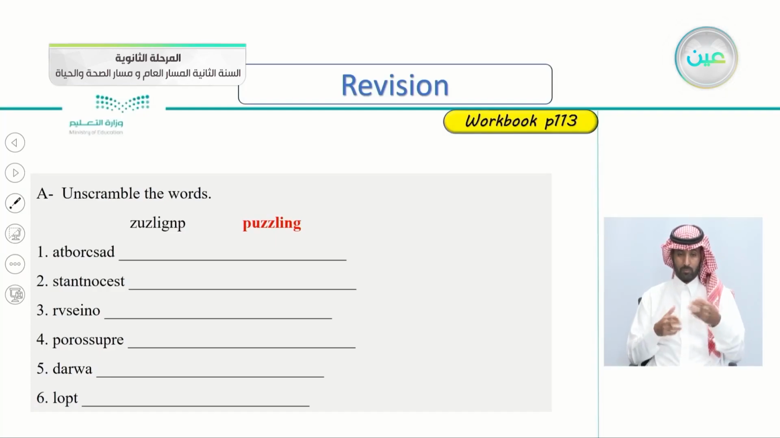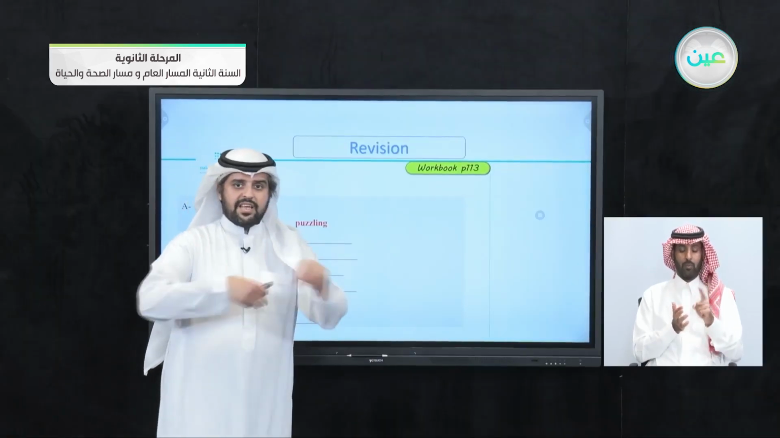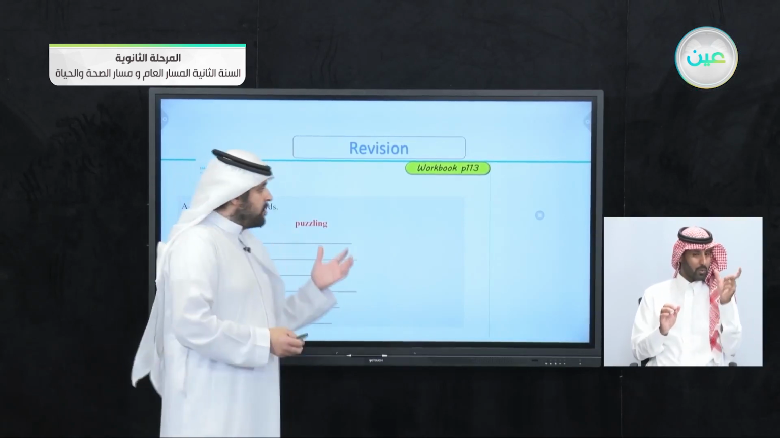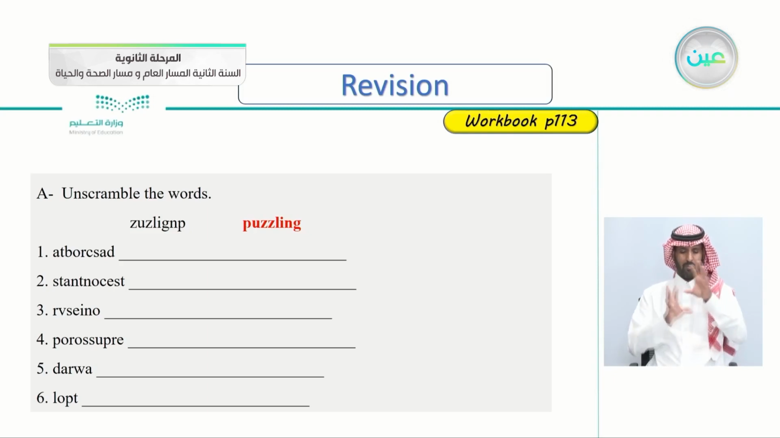Before we begin our lesson, let's take the workbook, page 113, and try to answer some of these questions and solve some of these puzzles. Unscramble these words. The first one is already done for you. So we have some words, and the letters have been moved around, scrambled, and we have to figure out the correct word. Z-U-Z-L-I-G-N-P. So the correct word is puzzling. So now you know how to answer this question.